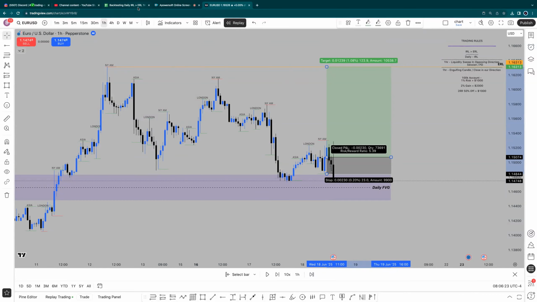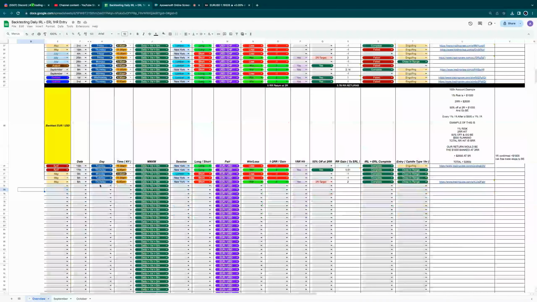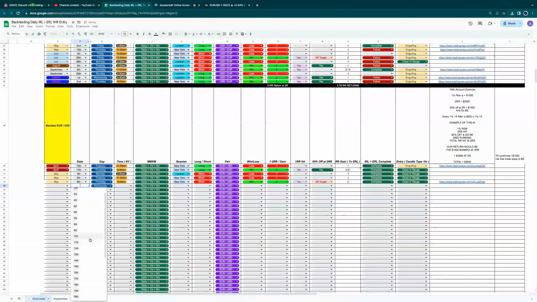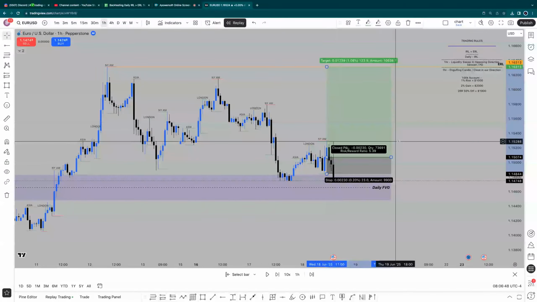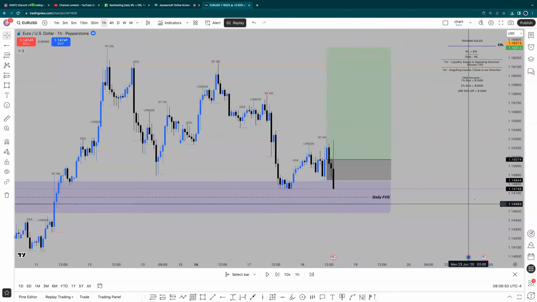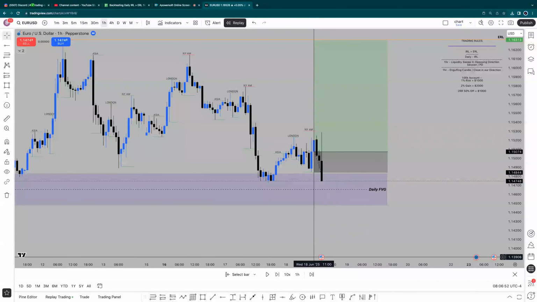Wednesday, 18th of June, at 11 a.m. New York, long, loss, -1. What I want to do is, we did engulf. I want to put a screenshot of this trade and show exactly what candle I took it off.